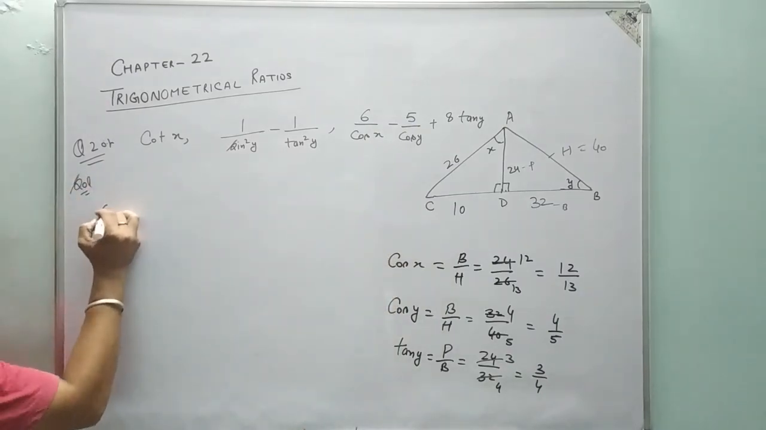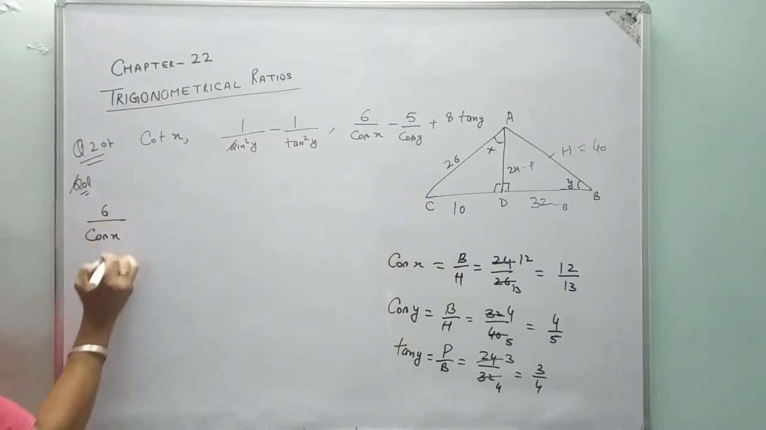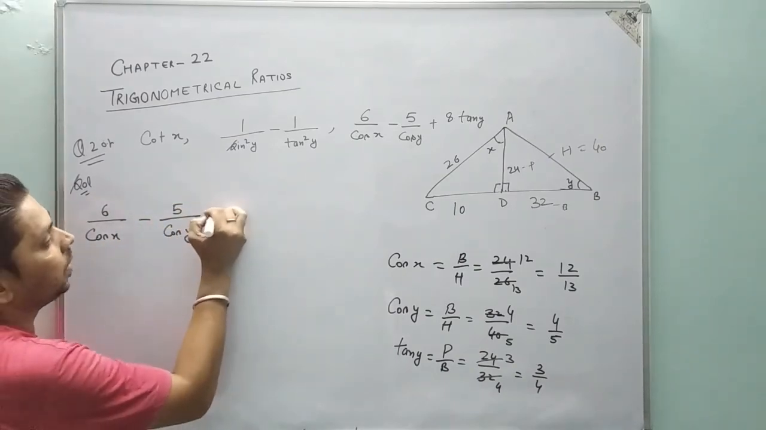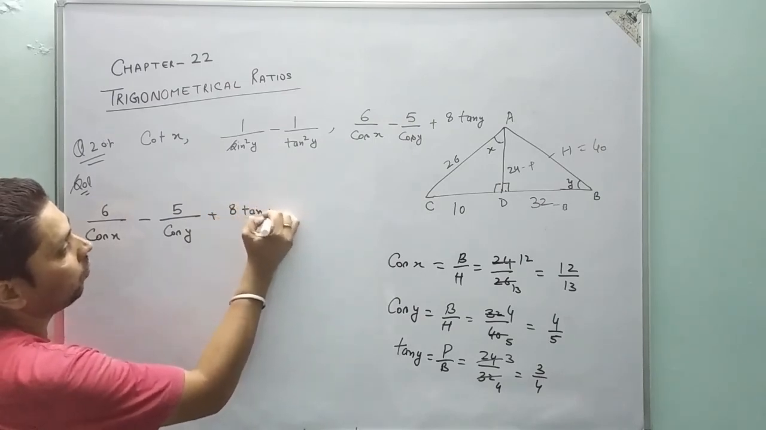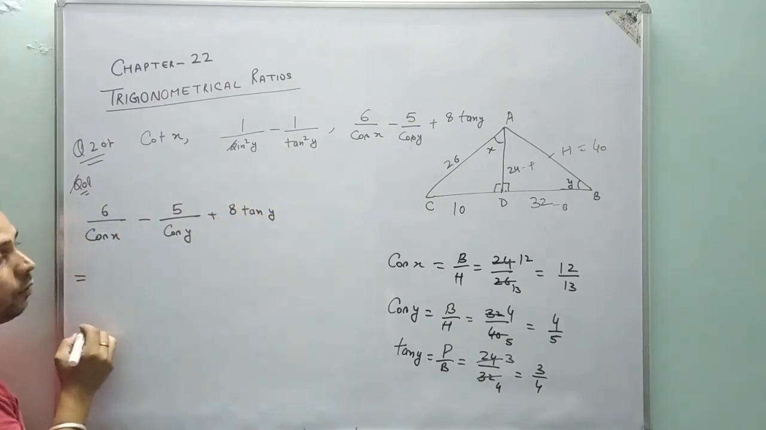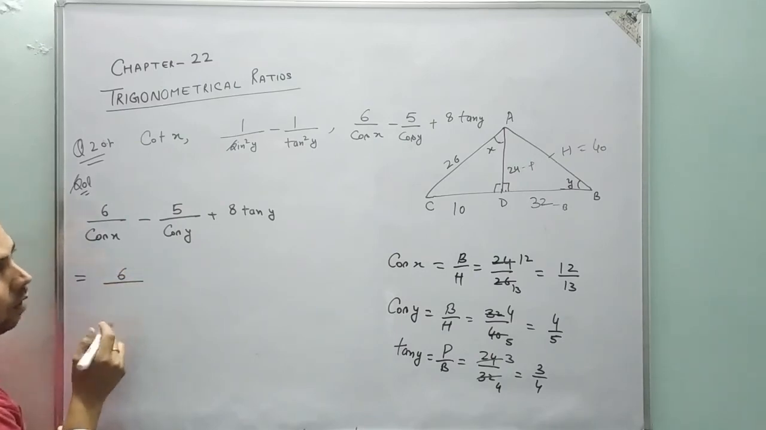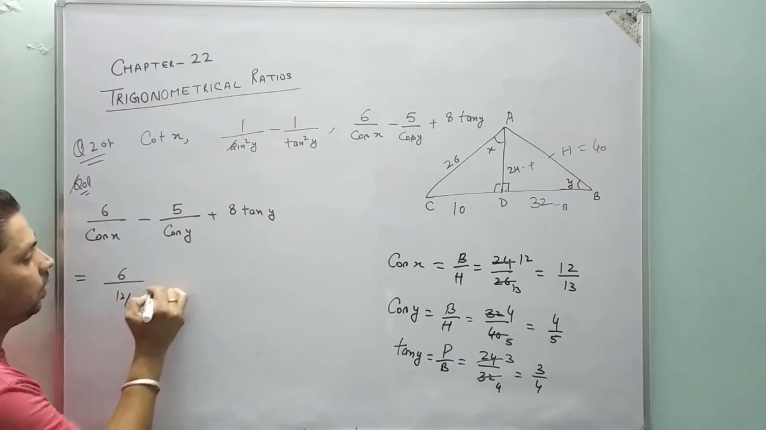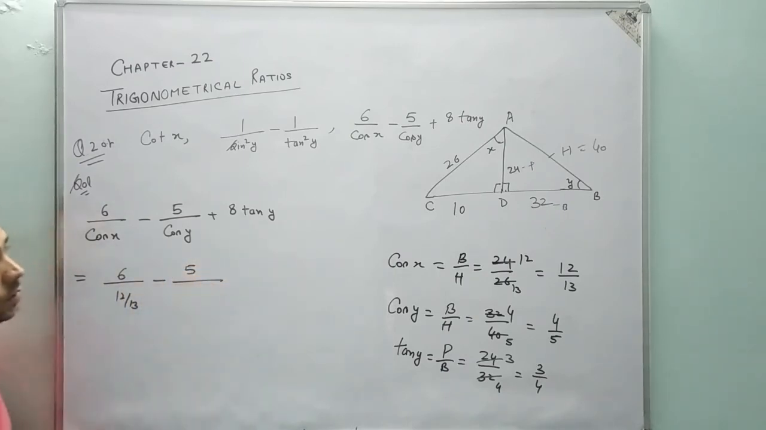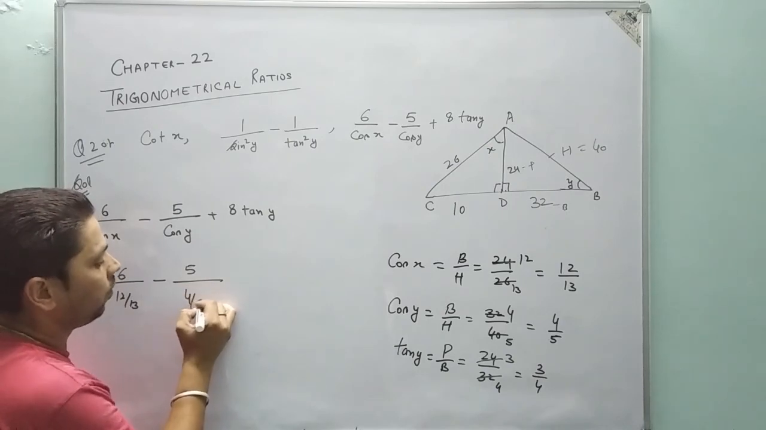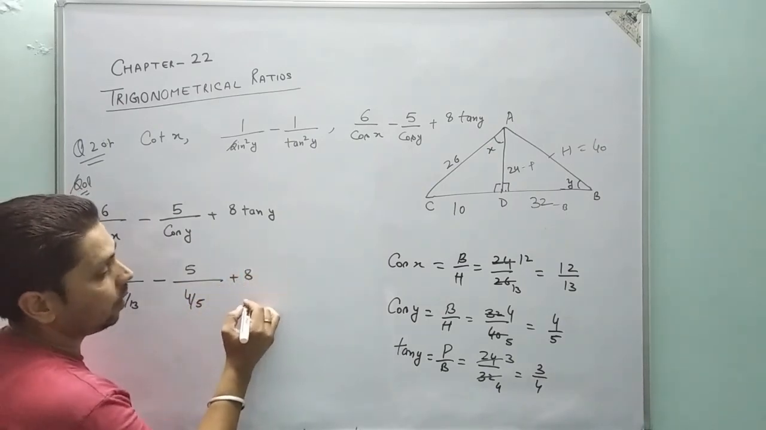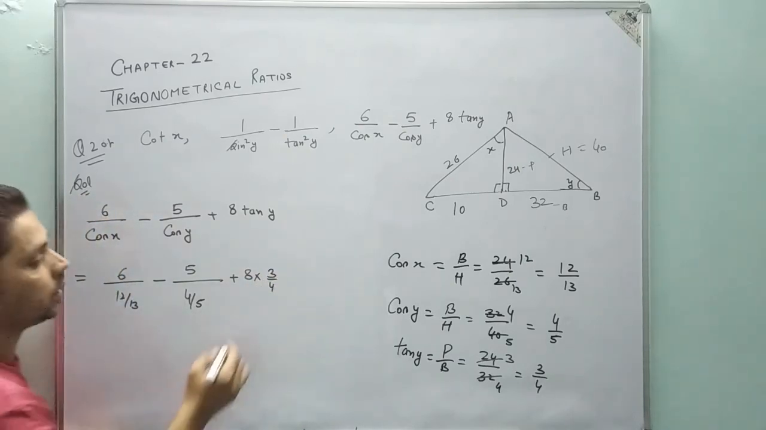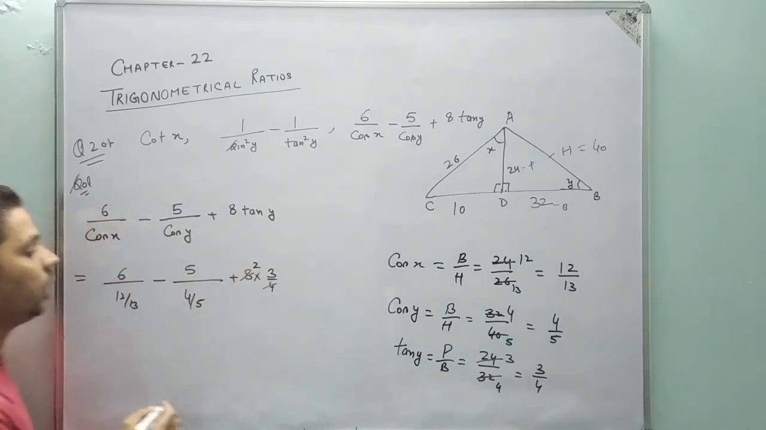Substitute the values here. 6 over cos of x minus 5 over cos of y plus 8 tan of y. What is cos of x? Cos of x is 12 over 13. Minus 5 over, what is cos of y? This is equal to 4 upon 5. Plus 8 tan of y. Tan of y is 3 by 4. So cancel the terms.